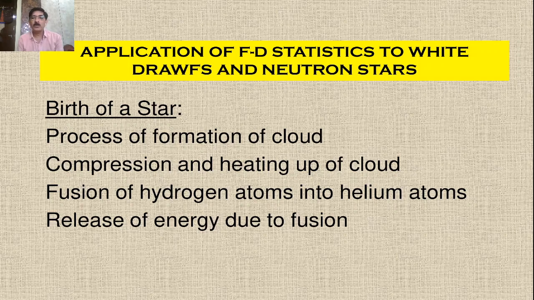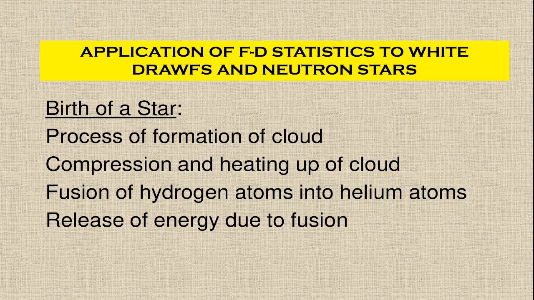And at the central core, what happens? If the temperature exceeds 10 to the power of 7 kelvins, then we have the nuclear fusion reaction. Here the fusion of hydrogen atoms into helium atoms takes place, and a large amount of energy is released. Because of this energy, the star illuminates, and we are able to see the stars, and these stars will have millions of years of life. So this is nothing but the birth of the star.